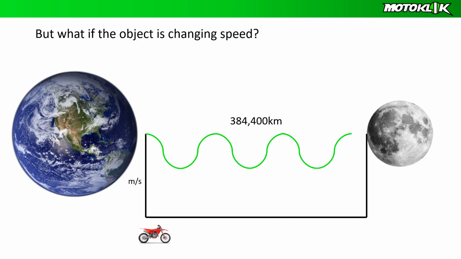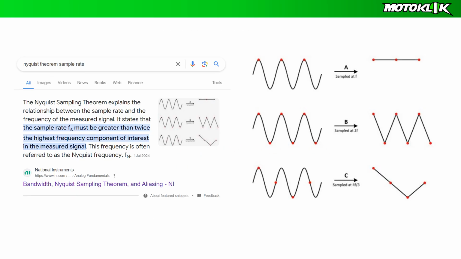But what if we change the speed that the object is moving at? So if it starts off here at one speed and slows down and then speeds up again and then slows down, and we only sample it every 100 hours, then we've lost this information about how the object has changed in speed over that time. And this doesn't represent what actually happened. So how do we decide then what sample rate is needed for a measurement?